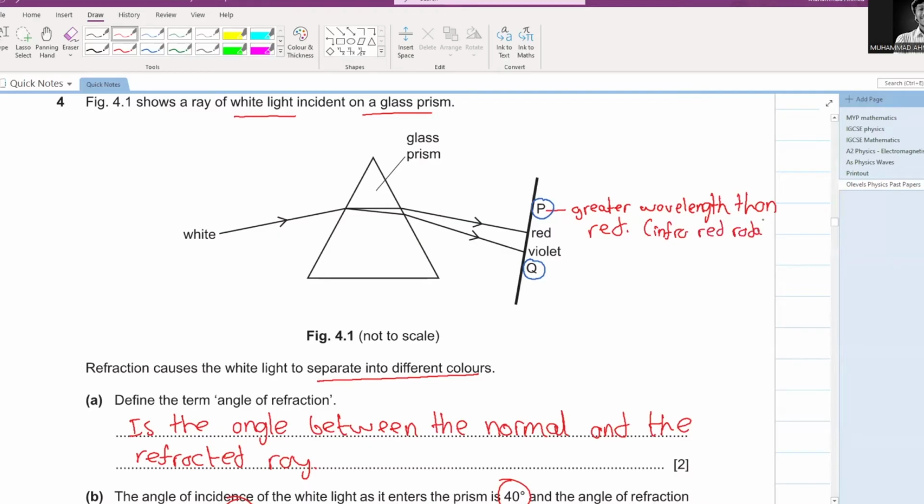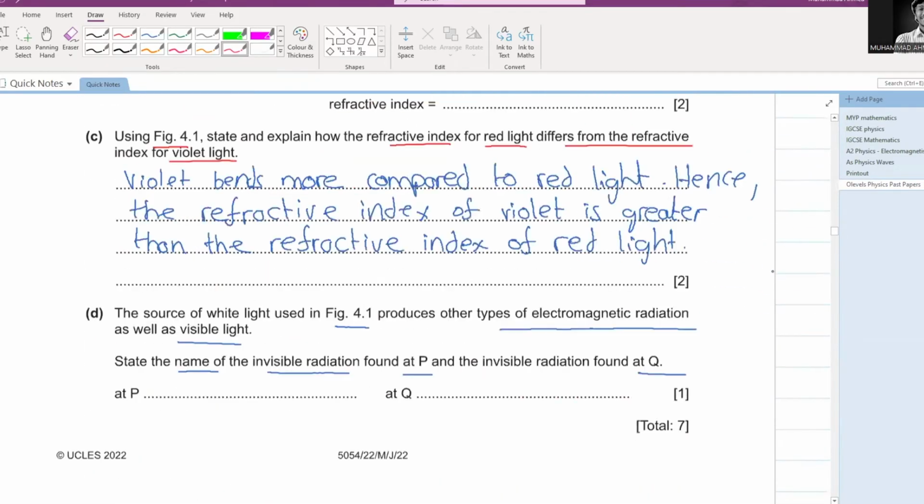And at point Q, you will have a lower wavelength than violet. Why? Because it is bending more than violet. If you bend more than violet, that means you have a lower wavelength than violet. What is a possible example of this? Ultraviolet. You can write it here.